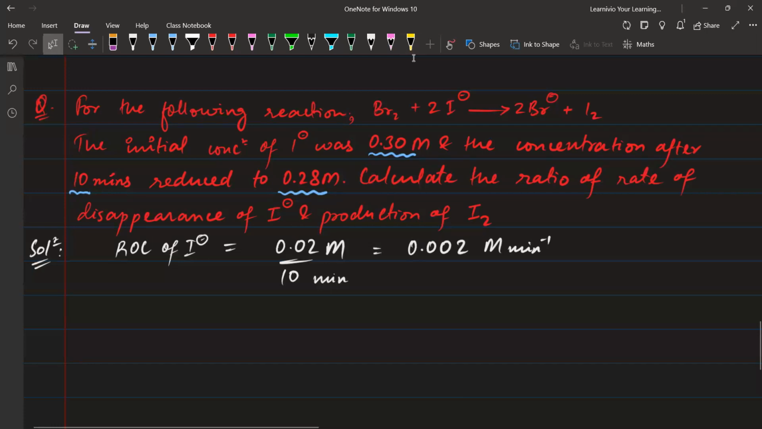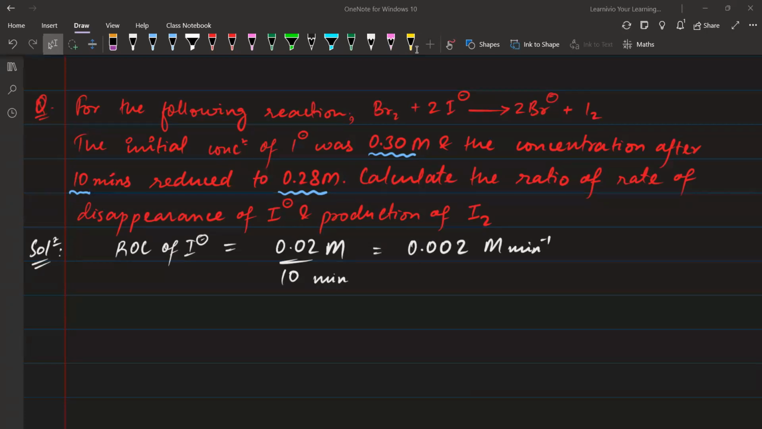Does it make sense? Yes, sir. Should we keep the time in minutes? Yeah, there's no issue in that. It doesn't matter, minute does not really matter.